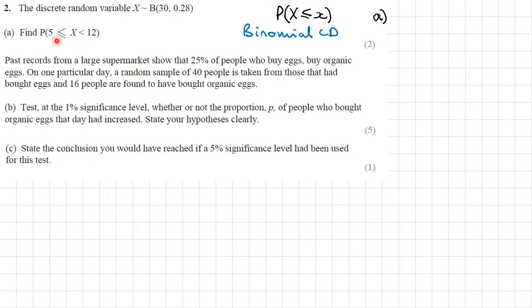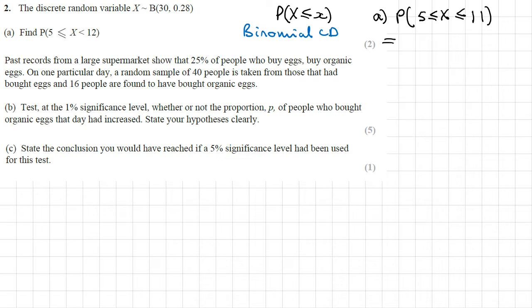So the first thing I'm going to do is to change this symbol here to less than or equal to, which does mean I will need to change this number here. So the probability, we've got x greater than or equal to 5, that's fine, we've got the correct symbol. So if it's less than 12, because we're talking about whole numbers, it's less than or equal to 11. So we need to think about these as whole numbers.